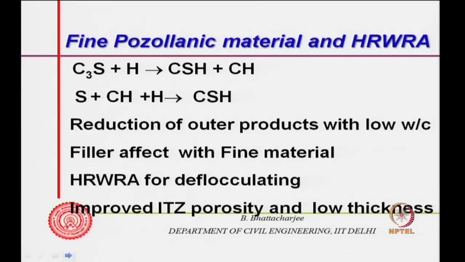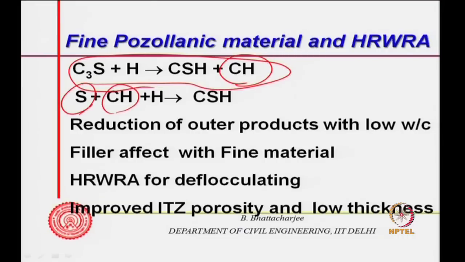This is what the reactions we have looked into. So, typical C3S reaction would produce CH. And this CH together with the silica fume will produce CSH gel. So, this is a secondary pozzolanic reaction. This will be the case in high strength concrete too, and this is essential. Of course, in normal concrete you will have it also if you add pozzolanic material there.